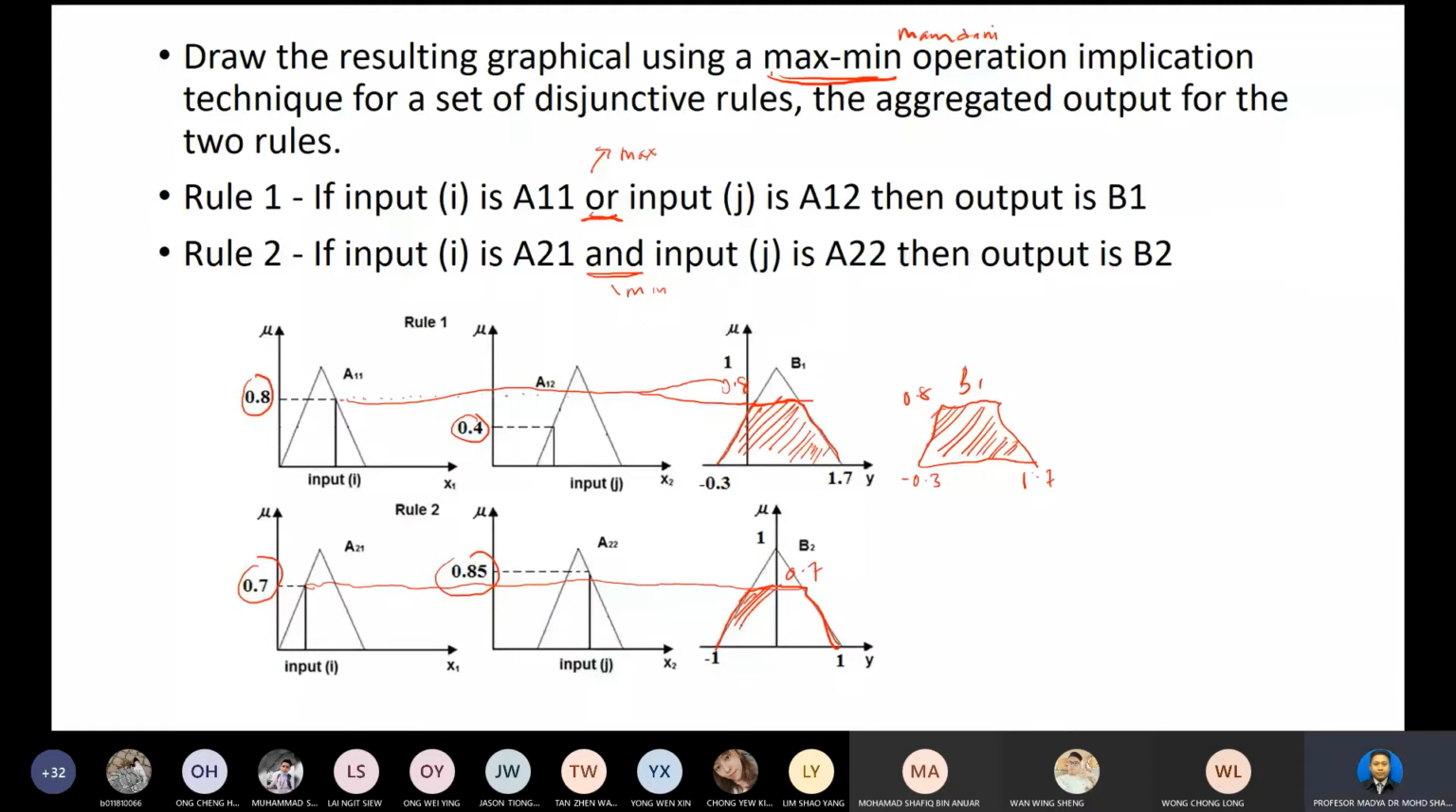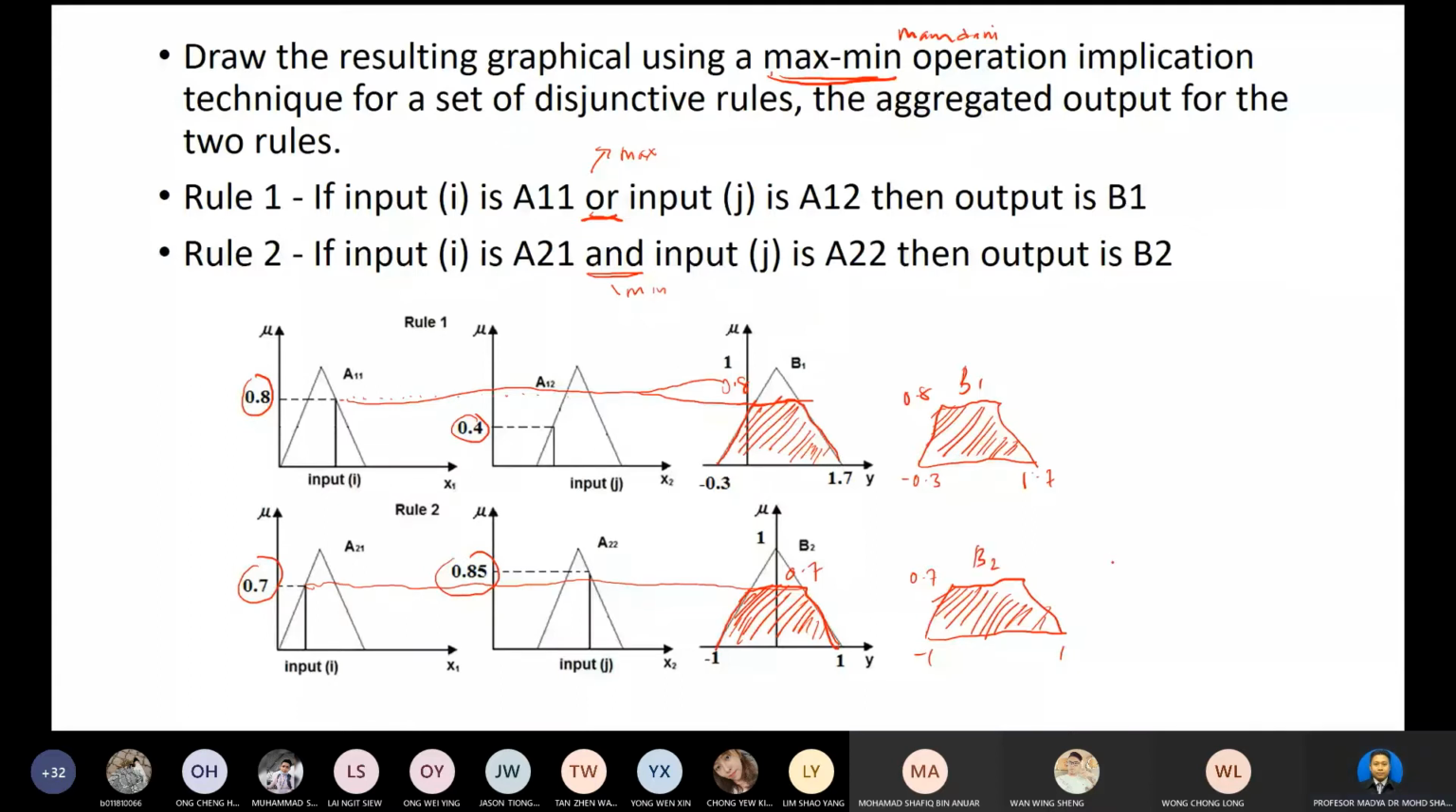Okay, so if I draw here, it will be like this. This one, -1 and 1. Alright, so this is a 0.7. Okay, so this we call the B2. Alright, so this is not complete yet.